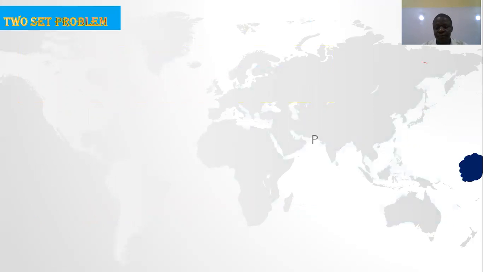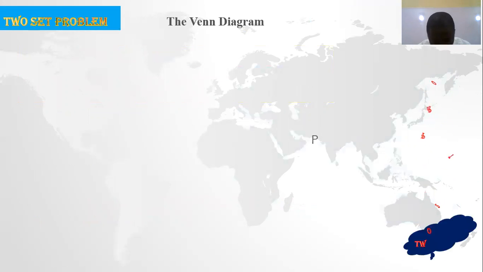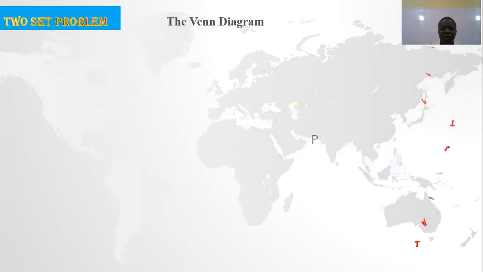We are looking at the Venn diagram. We have looked at several occasions where we were asked to represent a given set on a Venn diagram. Let's quickly revise that.